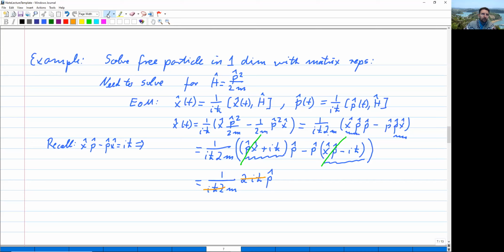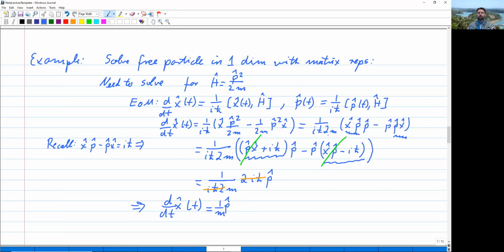So what we end up with is the answer, namely that it's d by dt, of course, of that, right? We are writing down the equation of motion, of course. Right, d by dt of x hat of t is equal to p hat divided by m.